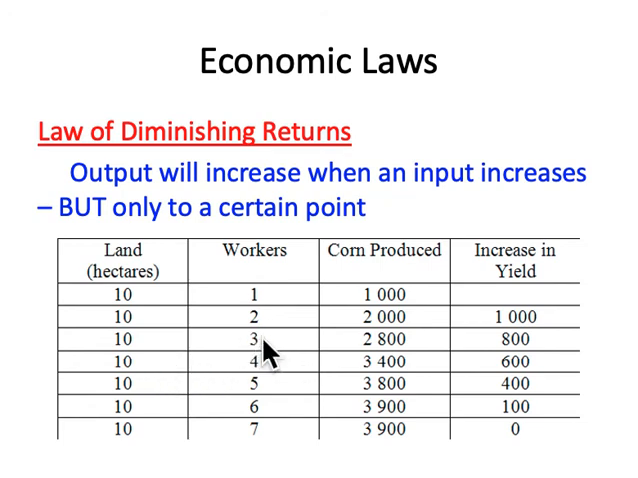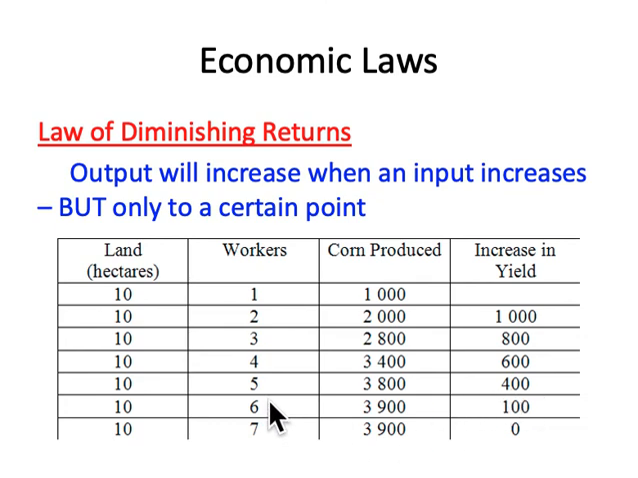10 hectares of land, I hire another worker. My 4th worker, now I can produce 3,400 corn. And my increase in corn is 600. So I'm still increasing my output. But the return of that increase is going down. And so if I go on, the fifth worker only gives me 400 more. The sixth worker only gives me 100 more.